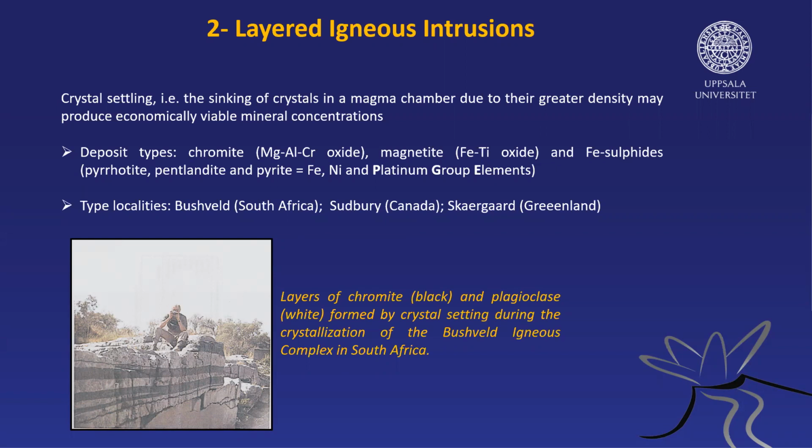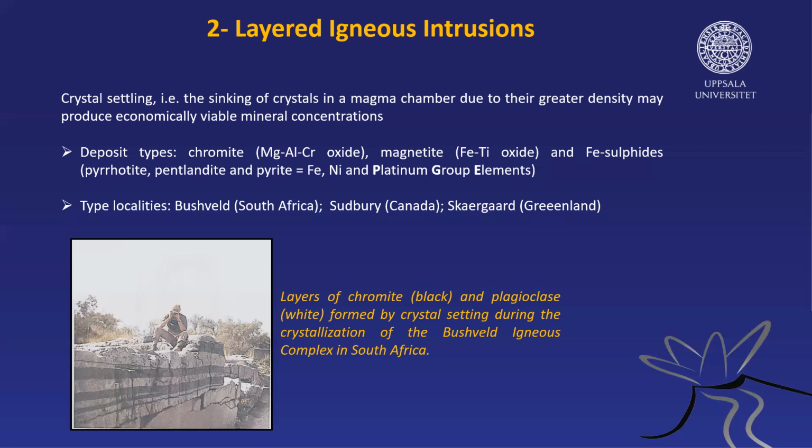And usually we have formation of chromite layers. That's magnesium, aluminum, chromium oxide. We have formation of magnetite layers. That's an iron titanium oxide. And we have formation of iron sulfides. Among them, we have pyrrhotites, pentlandites, and pyrites. And they contain also nickel and platinum group elements. So that is interesting for, in particular, the PGEs.